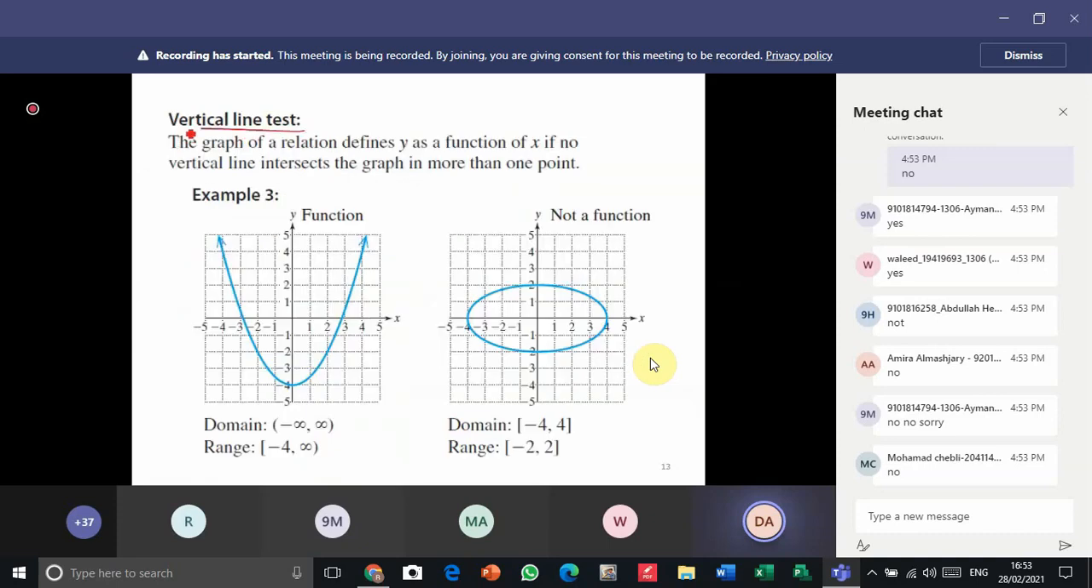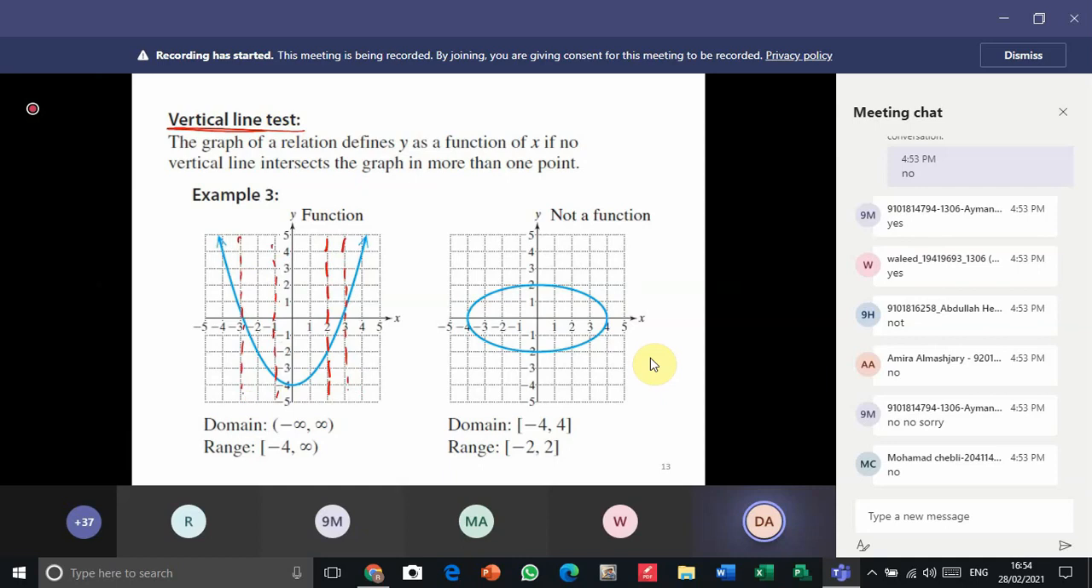Now we can also check function or not function for any curves. How can we check it? By vertical line test. Vertical line test, for example, put the vertical line like this. This is the line in the red color. Move it from left to right, or from right to left.